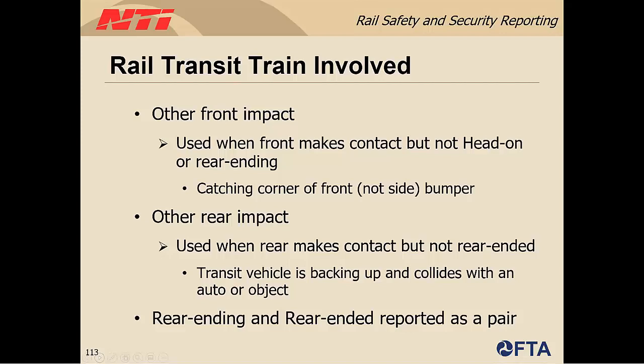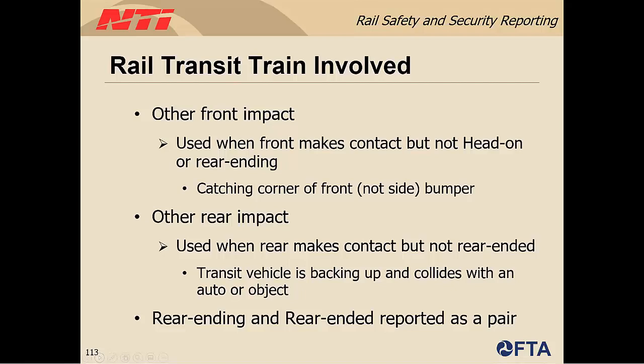A little bit more about some of these options. Other front impact is used when the front of the transit vehicle is impacted, but not when it would be considered a head-on collision or a rear-ending, where it has hit the back of another vehicle. An example would be if the front corner bumper hits another vehicle or an object while it's turning. This would not be the part of the bumper that's on the side, but the part of the bumper that would be on the front.